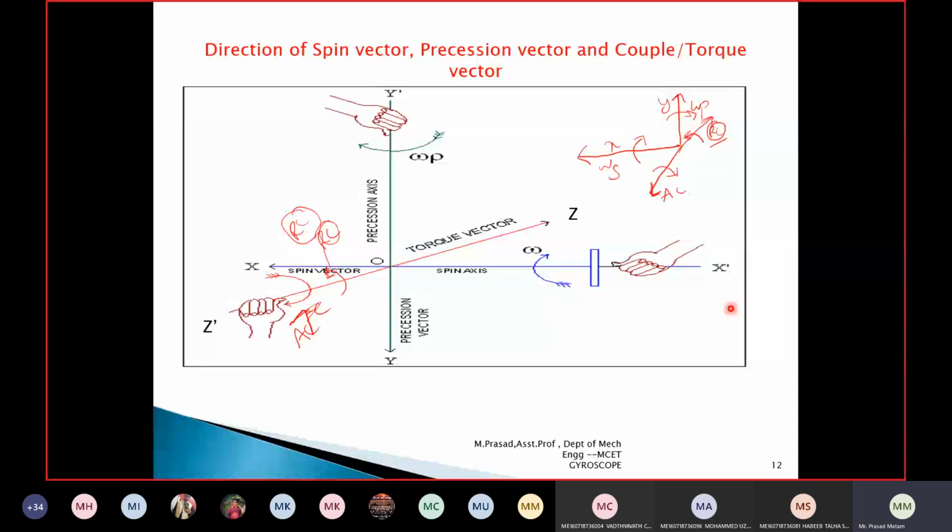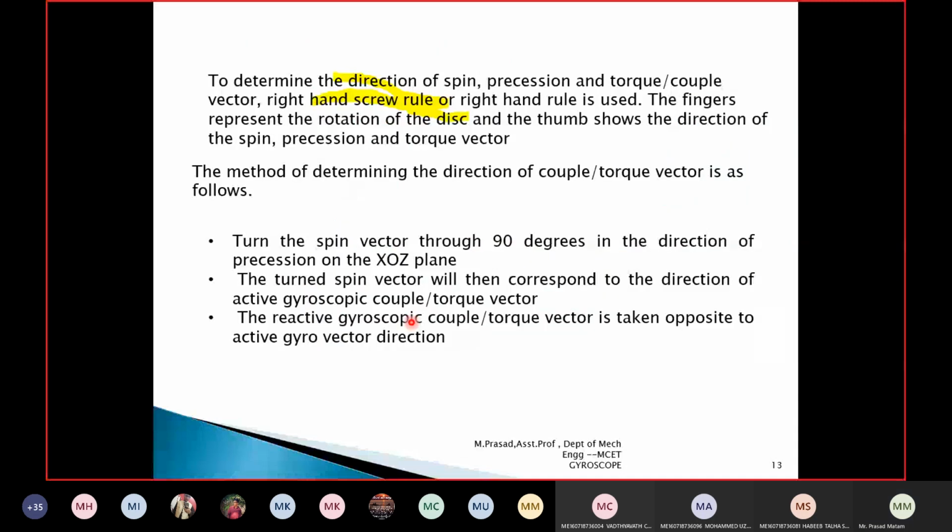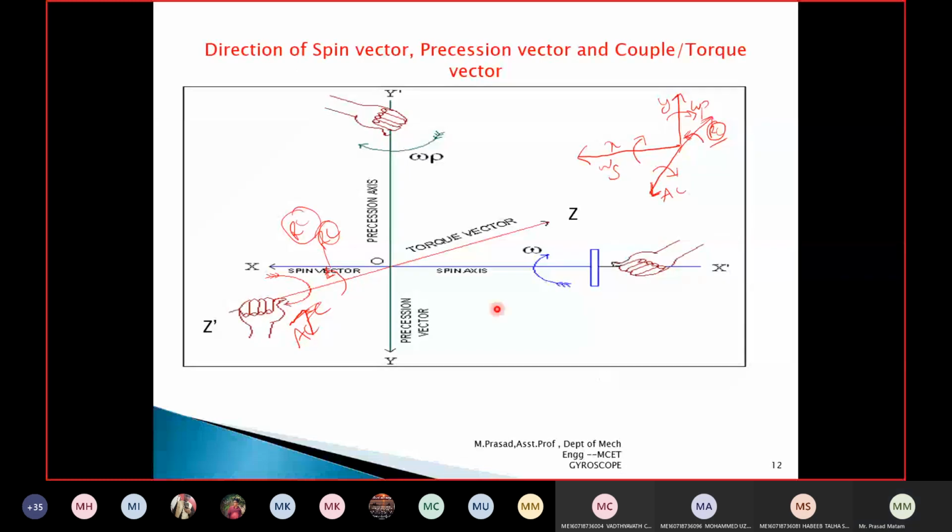You can see here the first step. This is the XOZ plane. In this direction you are moving by an angle of 90 degrees. The turned spin vector will then correspond to the direction of the active gyroscopic couple or torque vector. So when you move along the XOZ plane, that gives the direction of the torque vector.